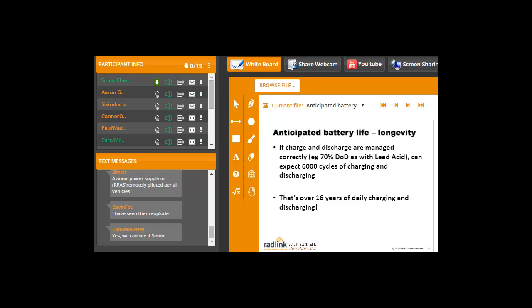That's over 16 years of daily charging and discharging. Fantastic if you're in the solar industry, because I suspect the solar panels would have aged much faster than the batteries. But of course, you need to design it in such a way that your system doesn't go below 70% depth of discharge. Only a few more slides and then we're finished.